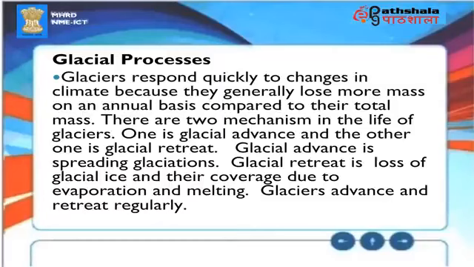One is glacial advance and the other one is glacial retreat. Glacial advance is spreading glaciations. Glacial retreat is loss of glacial ice and their coverage due to evaporation and melting. Glaciers advance and retreat regularly.